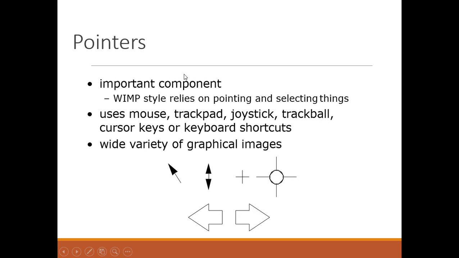Fine. So basically the pointer is to select things and to open things. Here the user uses a mouse, trackpad, joystick, trackball, cursor keys or keyboard shortcut. These all are under the category of pointers. A wide variety of graphical images. I have already shown you this left direction, top down. This is for the images. If we want to resize the image or expand the image, then also we will use the pointer. So please keep in mind, the pointer is basically to select things, to point at things.